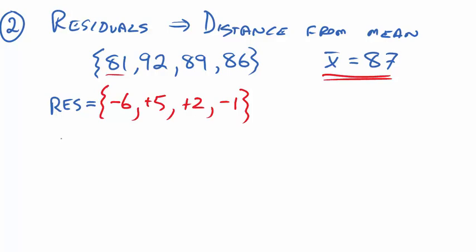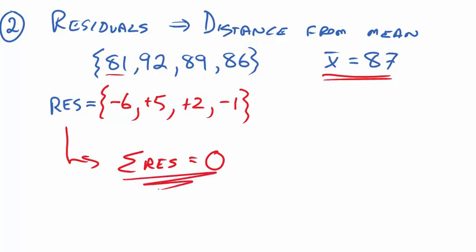Now here's a really interesting piece. What would happen if you add up, find the sum of all those residuals? Well, in this case I get negative 6 and negative 1 is negative 7, plus 5 and plus 2 is positive 7. The sum of the residuals is 0. That's curious. I wonder if that holds in all cases. Let me shift over to the calculator.